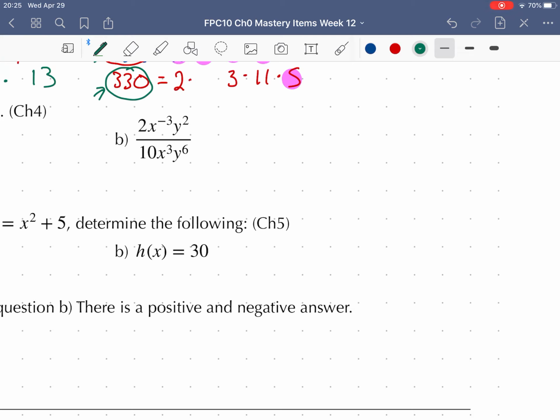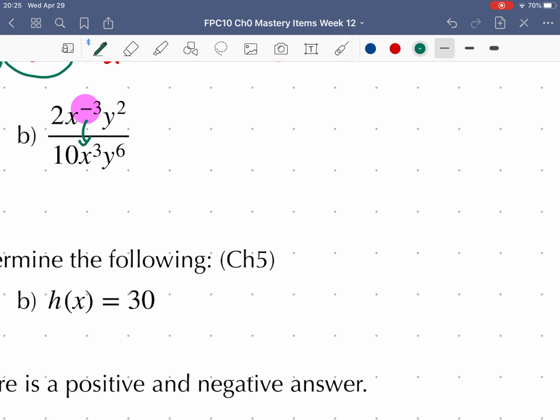All right, let's take a look at letter B. We've got one of these fraction guys again. Unfortunately, in this fraction, we've got a negative exponent. The negative exponent tells me to move it to the other side of the fraction line. So I'm going to rewrite this. It's 2 over 10. Now this x to the minus 3 moves to the bottom and becomes x to the plus 3. So we've got x to the 3 times x to the 3, so we get x to the 6th on the bottom. Y squared over y to the 6 on the bottom.